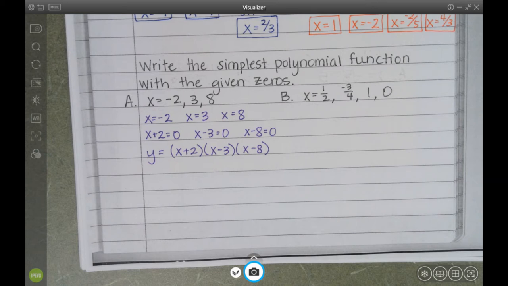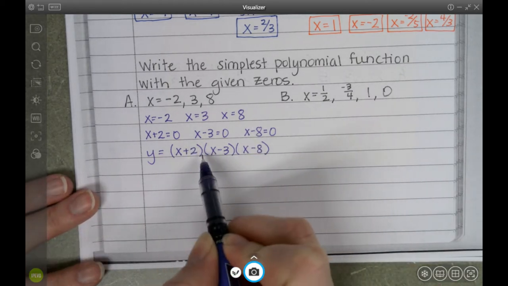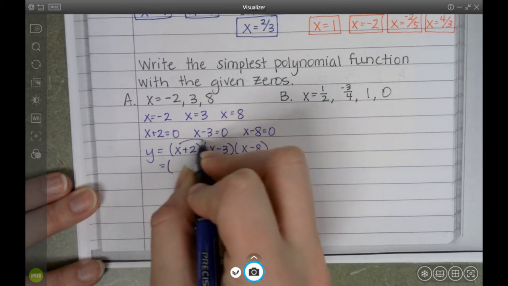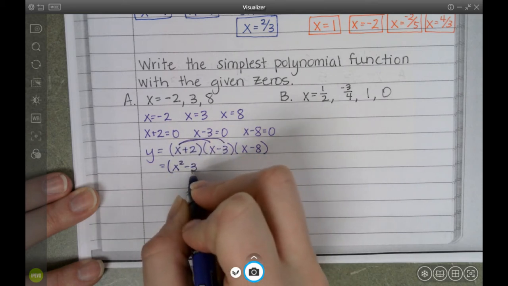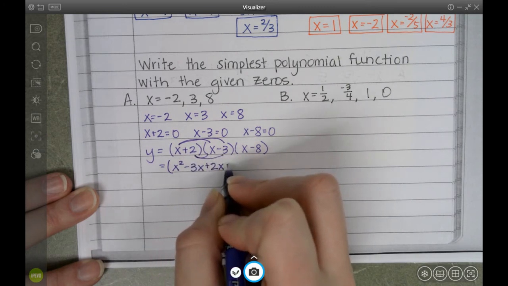Okay, once you've got it written like that, it's really easy to put it in standard form because all you do is multiply it out. We've been multiplying polynomials. We did that the other day, right? You did it on your quiz, whatever was the last day I saw you, Tuesday. All right, so we're going to multiply, and just like always, we're going to multiply the first two and kind of ignore the last. So I'm going to do x times x is x squared minus 3x plus 2x minus 6.